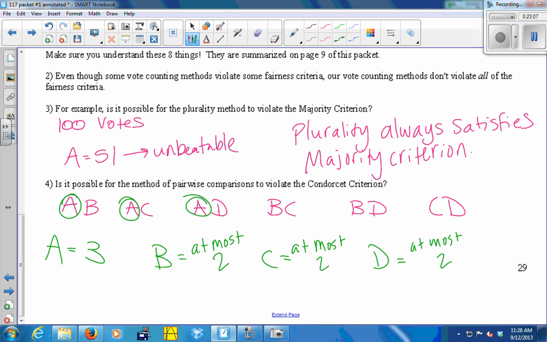So if one candidate's undefeated, is it possible for anyone else to beat them? No. So the pairwise comparisons method always satisfies Condorcet. Because if someone's undefeated, now they're unbeatable. Nobody could beat them if someone wins all their head-to-head matchups.